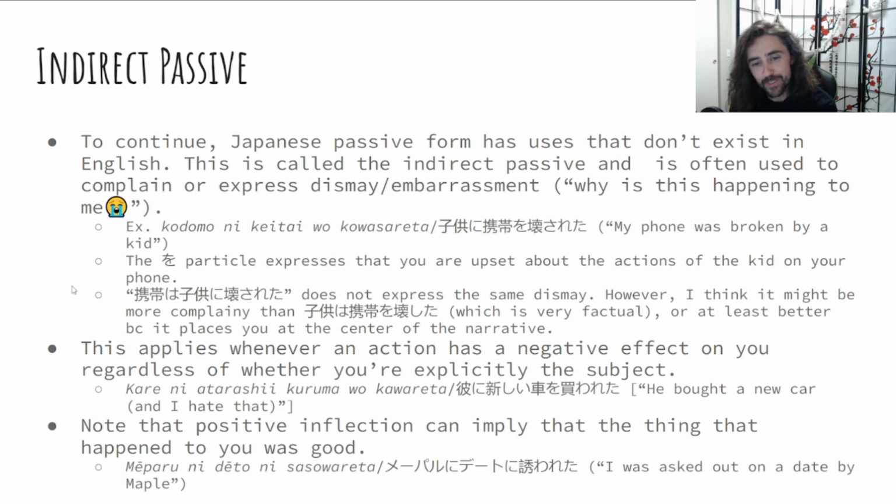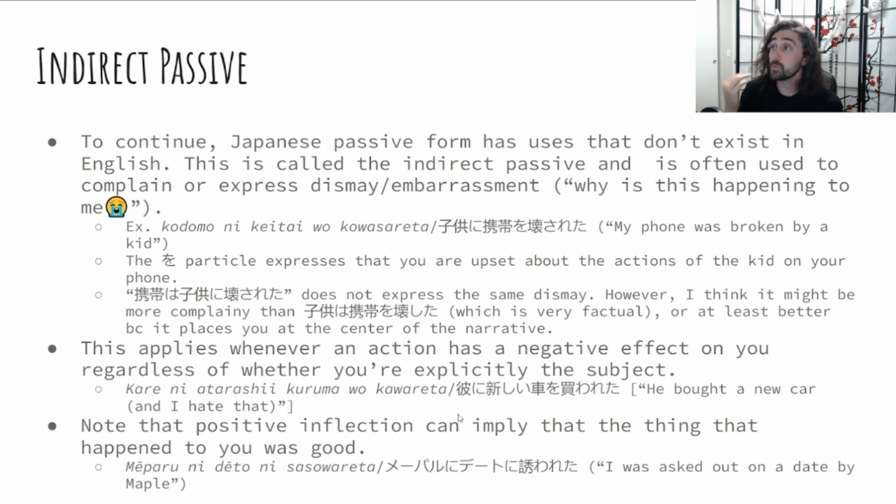You're putting yourself there. So we've got "Kodomo wa keitai o kowashita." This is very factual. I do think that if you were to put that your phone was broken by the kid, there's a little bit more emotion in there. I won't say I'm 100% positive on that one though. But if you use the "keitai o kowasareta" construction, you're definitely expressing that you are upset about this, right?